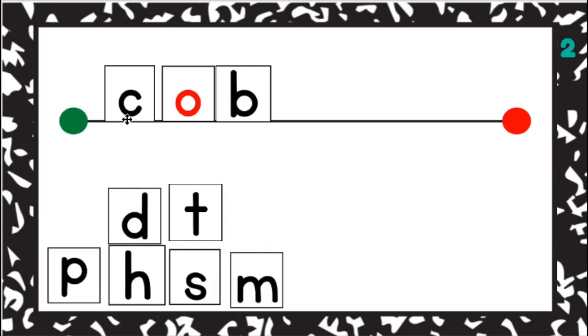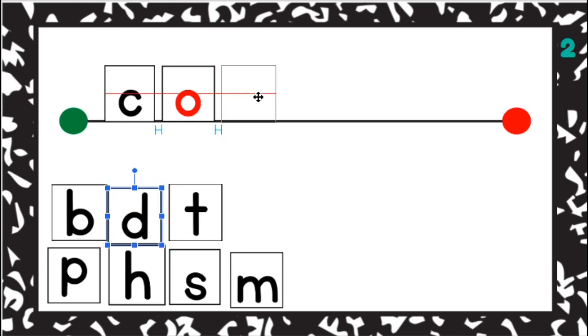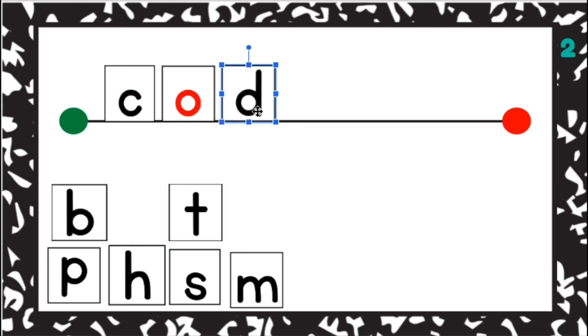Now we're going to change the word cob to the word cod. So now we need to switch out the b for the d. I know this is the D because the line is in the back and the bump goes to the front. Cod. K, ah, d, cod. Please write down cob and cod on your paper.